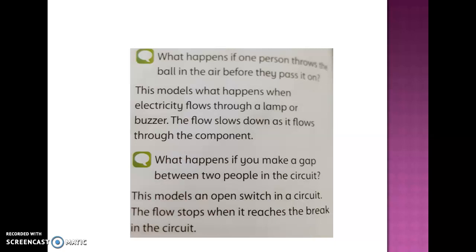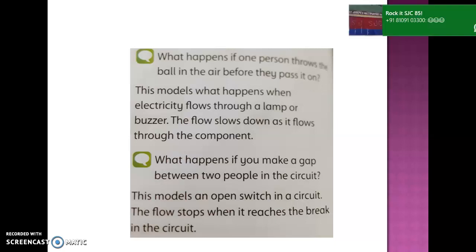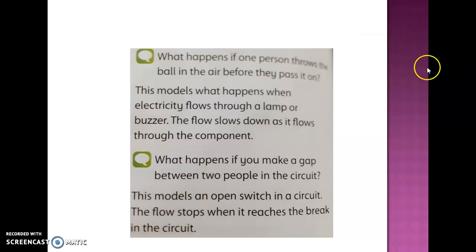Now, let's come to the third speech bubble. What happens if one person throws the ball in the air before they pass it on? In that case, this models what happens when electricity flows through a lamp or a buzzer. Obviously, the flow slows down, because it has to pass through a component. It is passing through something, so the speed would be less.